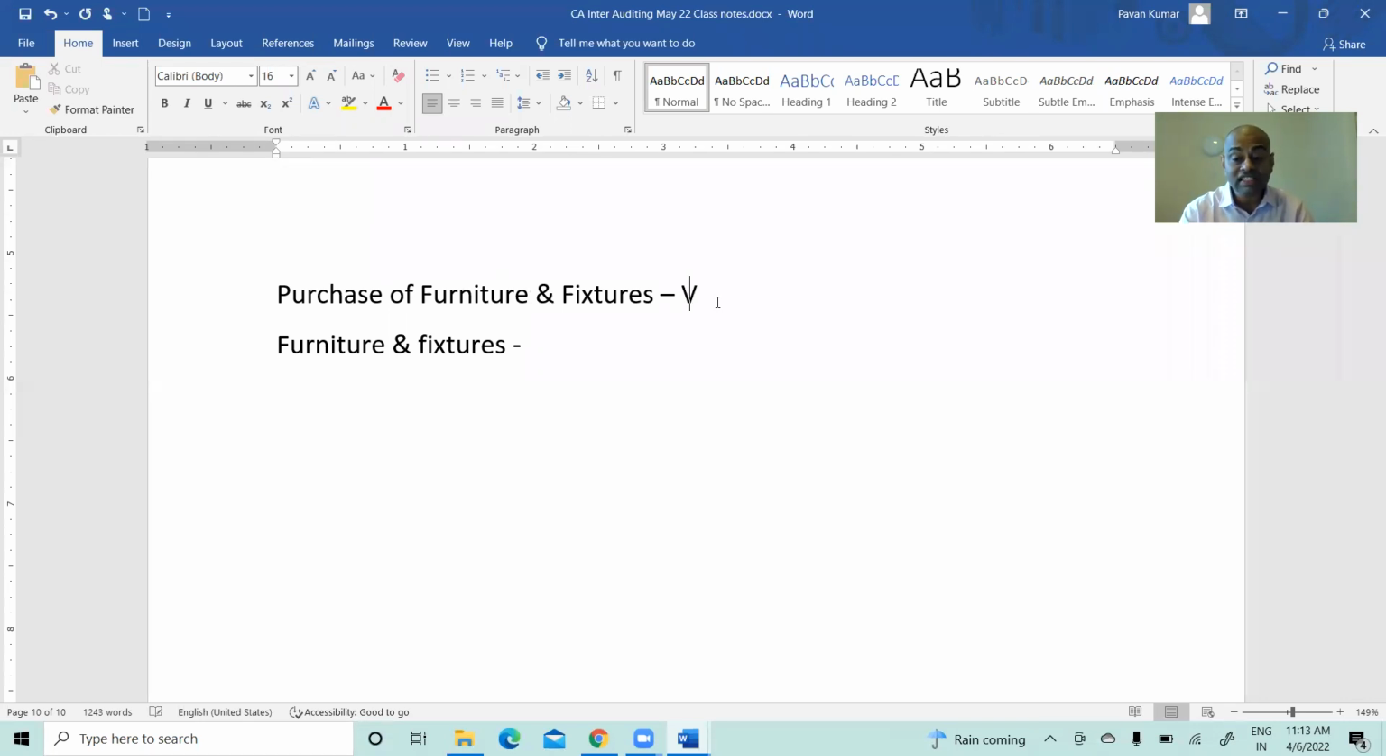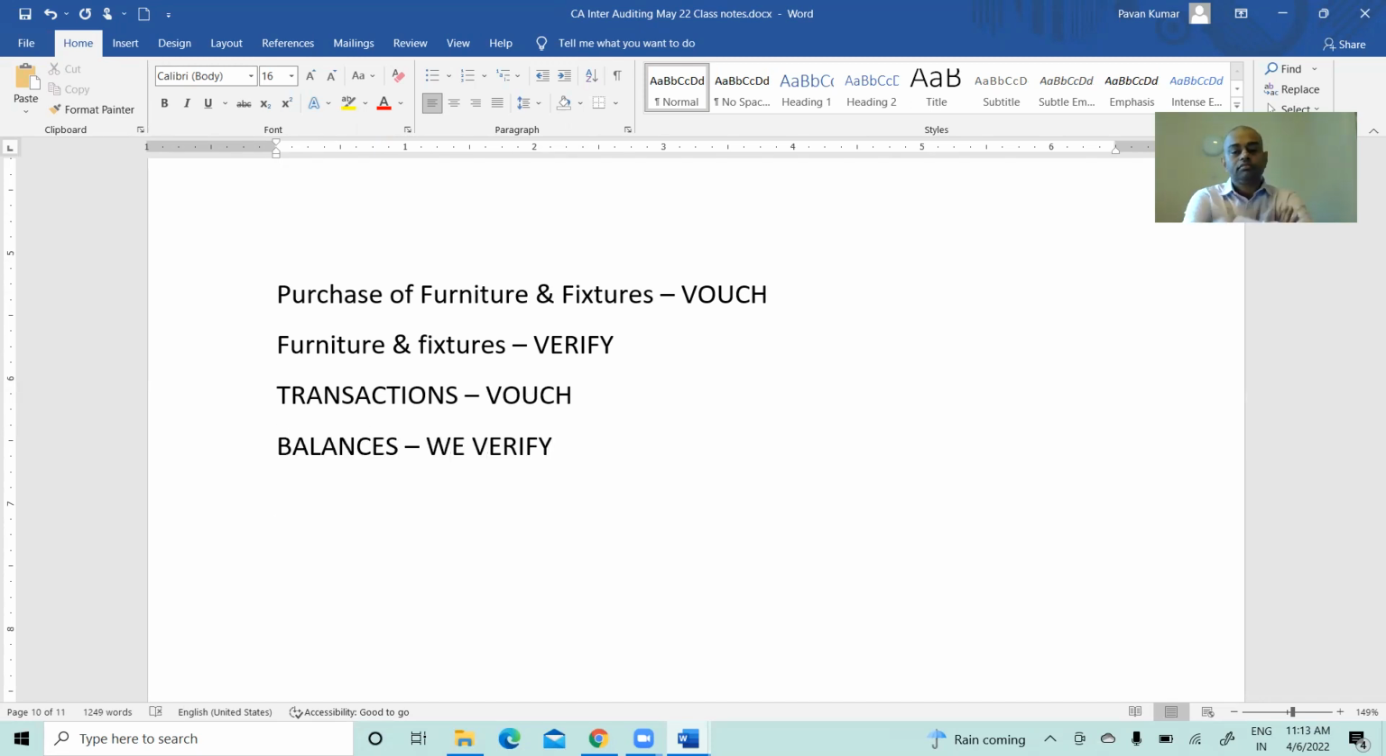Purchase of fixed assets, you have to vouch. Furniture and fixtures, you need to verify. What is the difference? Try to keep this basic difference in your mind. Transactions, we vouch. Balances, we verify. If it is a transaction, we have to vouch. If it is a balance, we verify.